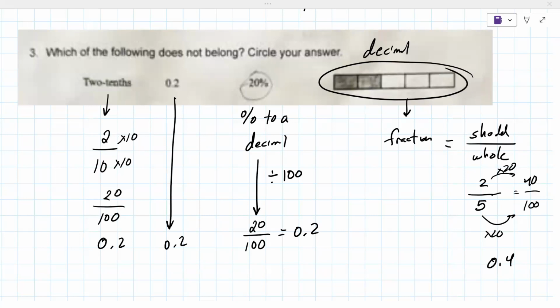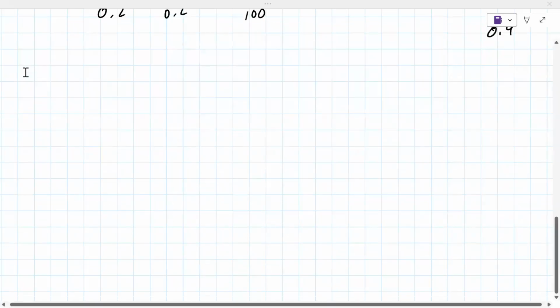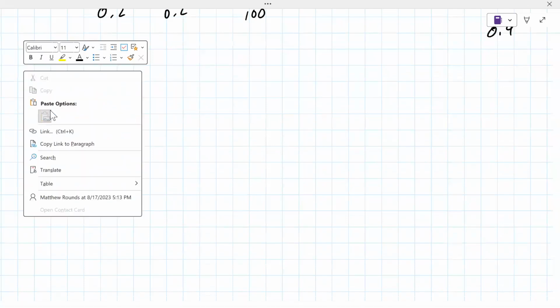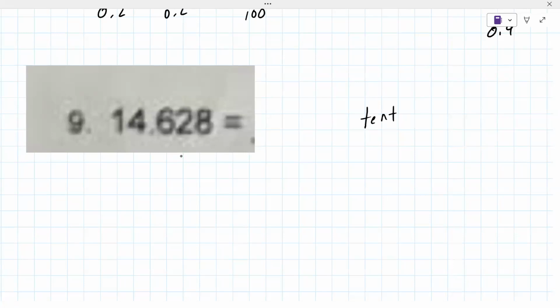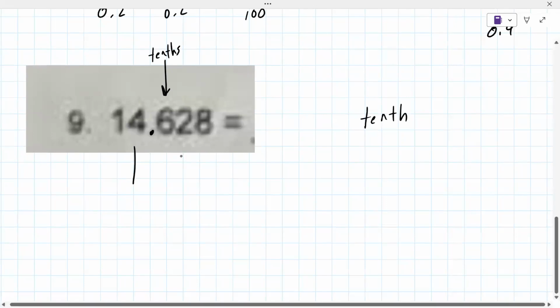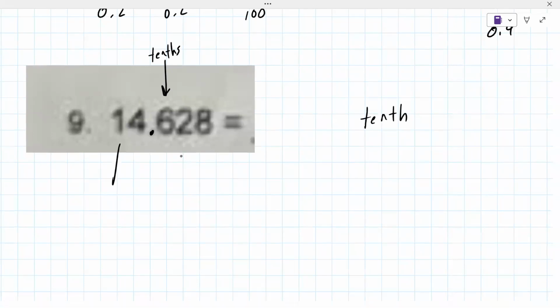All right, let's look at number 9 and 10 next. We'll look at 9 first. So it says the nearest 10th. This is the 10th place, not the tens place. The tens place is different. I'm sorry, that's the ones. Sorry, this is the tens place.